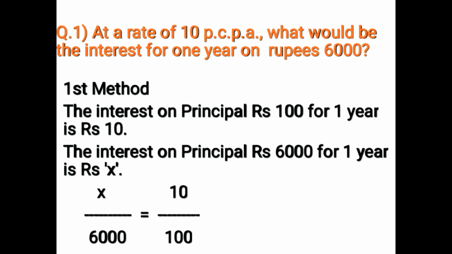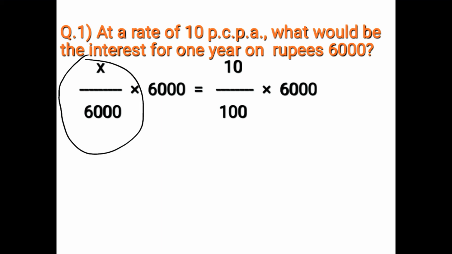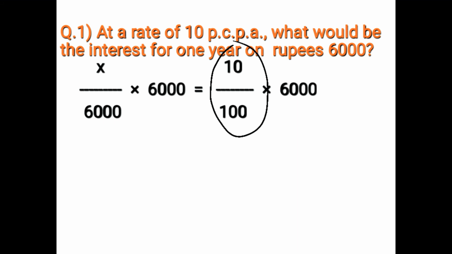And then you have to solve this sum in equation form, which you studied in chapter 10. X upon 6,000 into 6,000 is equal to 10 upon 100 into 6,000. Left side what was there? X upon 6,000. Always you have to see the left side fraction form, in the ratio form what is there in the denominator, and that only you have to multiply on both sides, that is multiplying 6,000 on both the sides. Right side you are having 10 upon 100 after writing the ratio form.